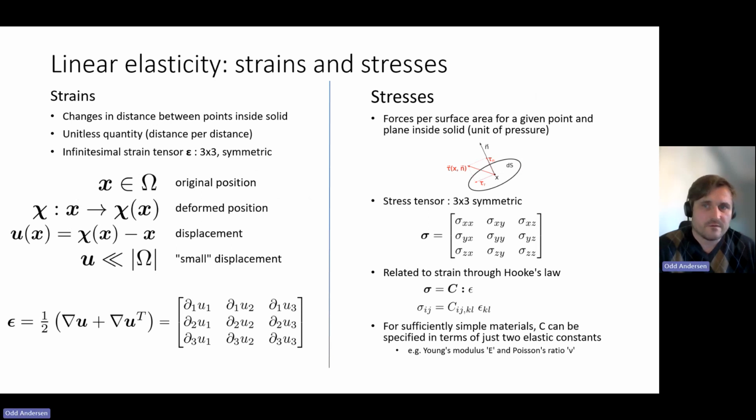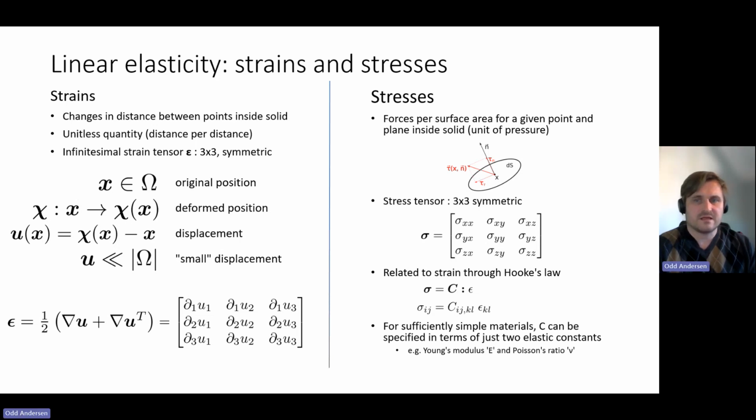When it comes to forces and deformations in a solid material, the concept of strains and stresses are central. I will try to give a very brief explanation. Strains refer to change in distance between points inside a solid in the deformed state as compared to the reference state. Strain is a unitless quantity as it refers to the change of distance per distance. You can call it a stretch of the material. We consider here infinitesimal strains, which also means that we do not have to operate with different coordinate systems between the original and the deformed state.